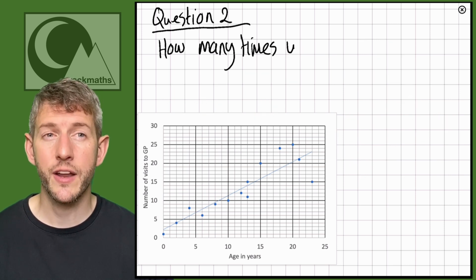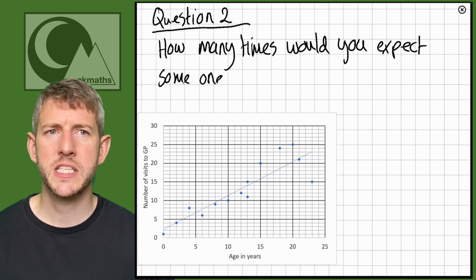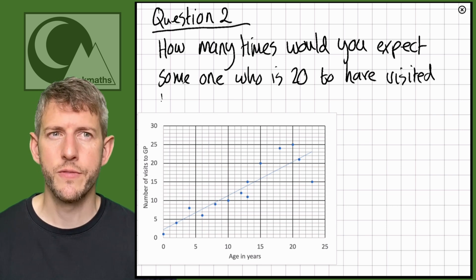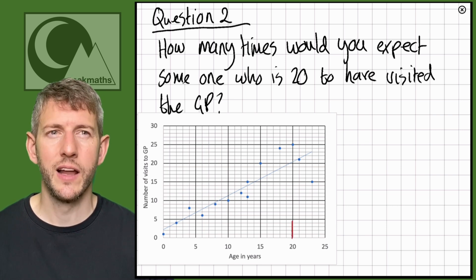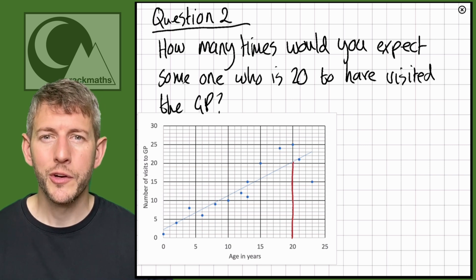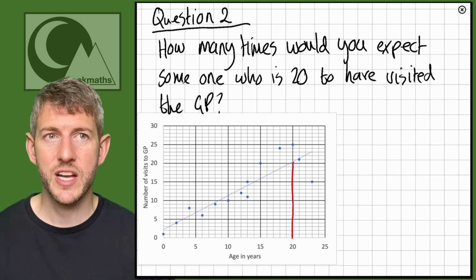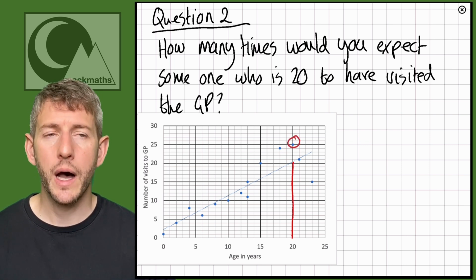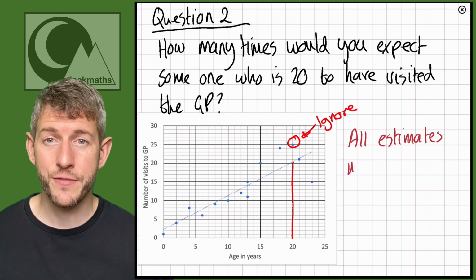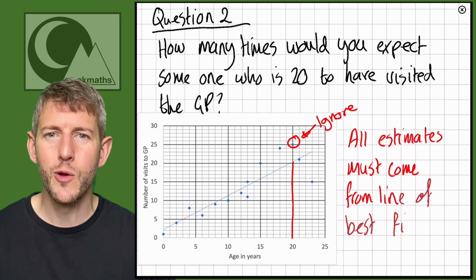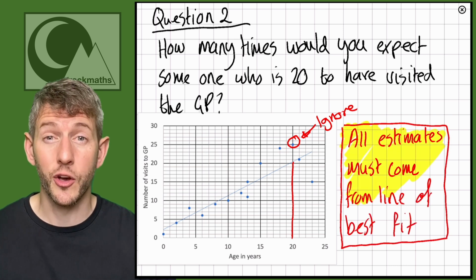Okay, let's have a look at another one. How many times would you have expected somebody who was 20 to have visited the GP? So here we go. I'm going to read up the 20 line. Now, you might notice that there is a point actually plotted on the 20 line. But we need to ignore that because once we've drawn our line of best fit, it's like the points no longer exist, okay? The points are gone.